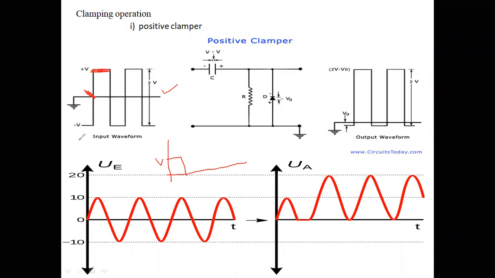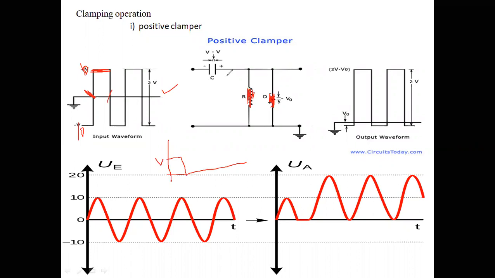Suppose it may be minus 10 to plus 10, peak to peak. When you apply the minus 10 volts, at this time interval the input voltage is minus 10. When you apply the minus 10 here, this diode gets forward bias and diode gets short circuited. When the diode is short circuited, this resistance is also short circuited. Both are in parallel, so both are short circuited.